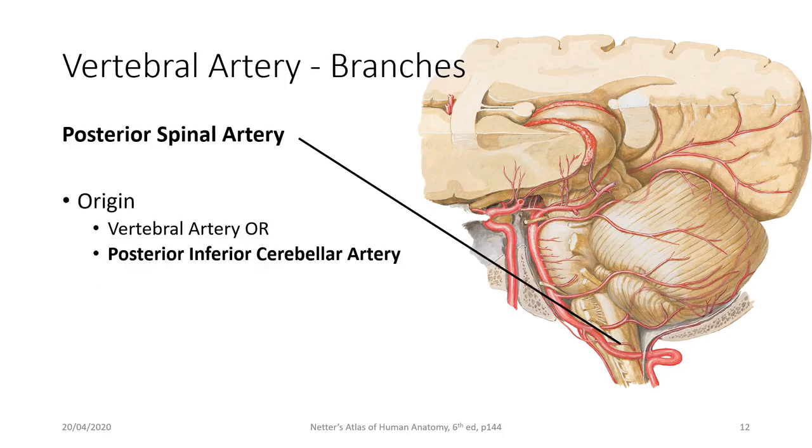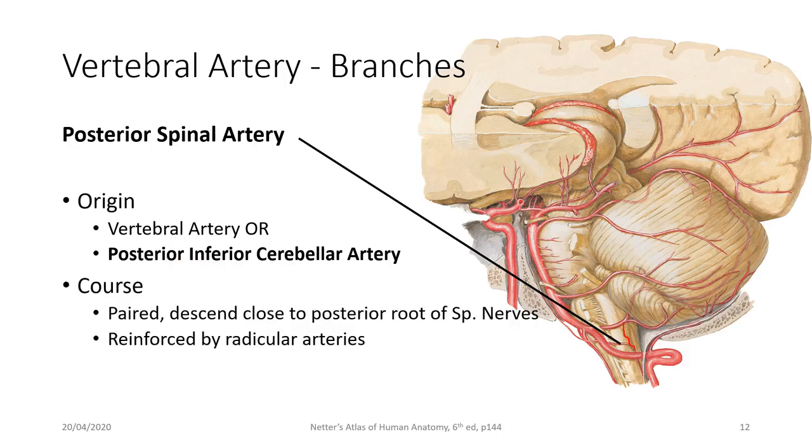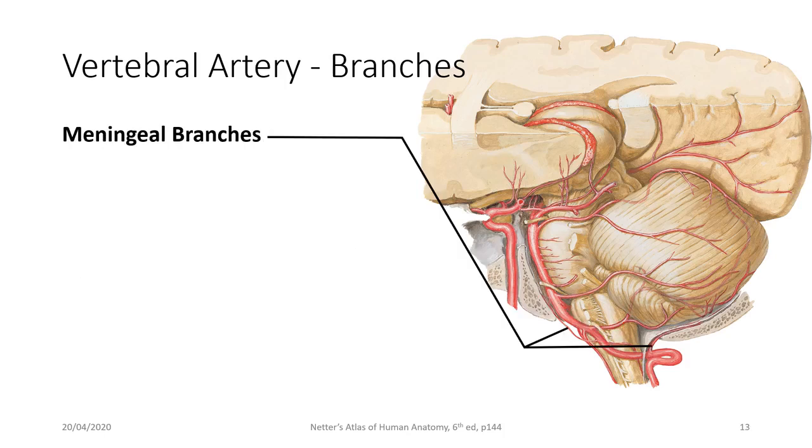Posterior spinal artery may have two types of origin. It may be a direct branch of vertebral artery, as is the case in this particular picture, or it may be a branch from posterior inferior cerebellar artery. It can be arising from here. So these are the two possible origins of the posterior spinal artery. I have highlighted this is the more common origin of the posterior spinal artery. They are paired and they descend close to the posterior root of spinal nerves. We will see that as we go into the spinal cord.